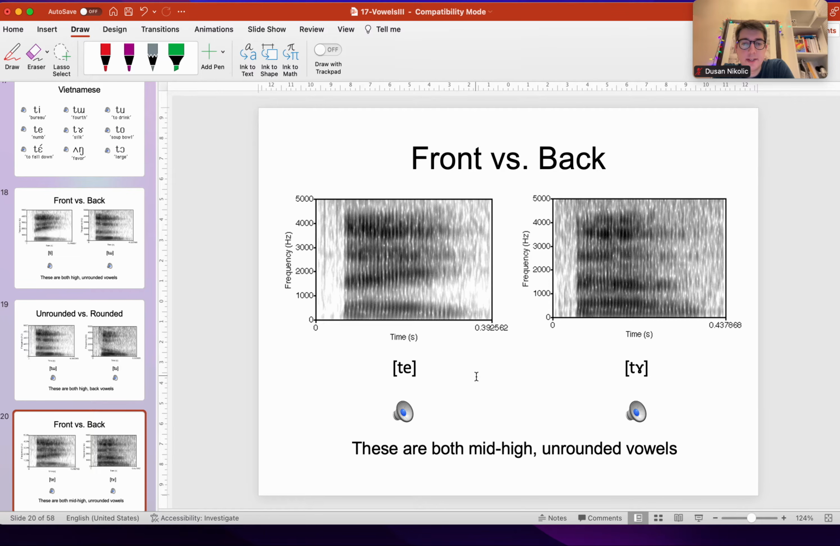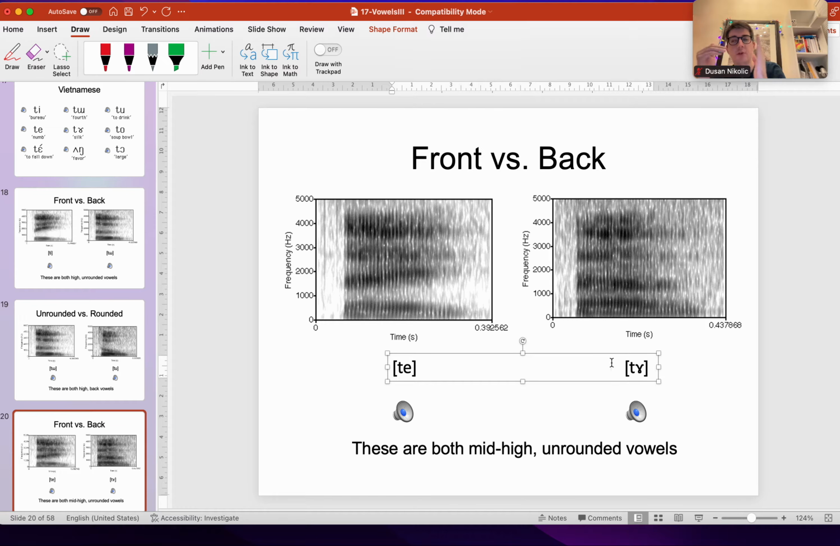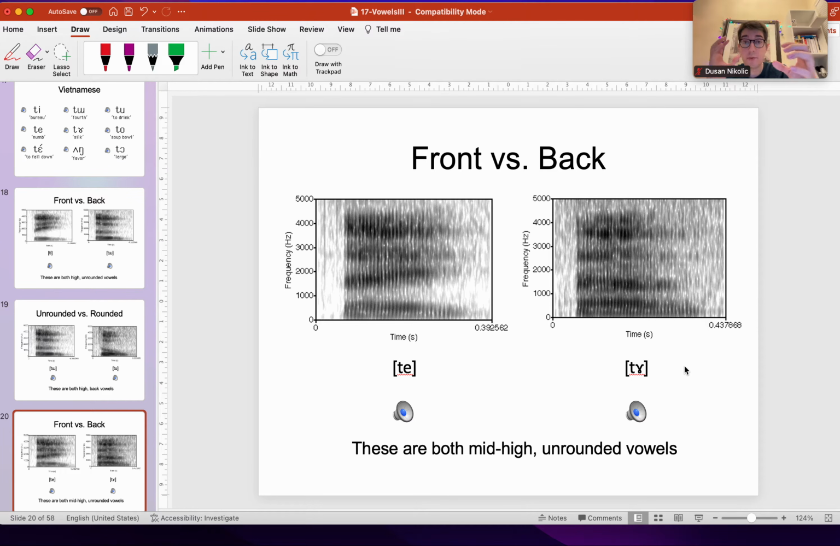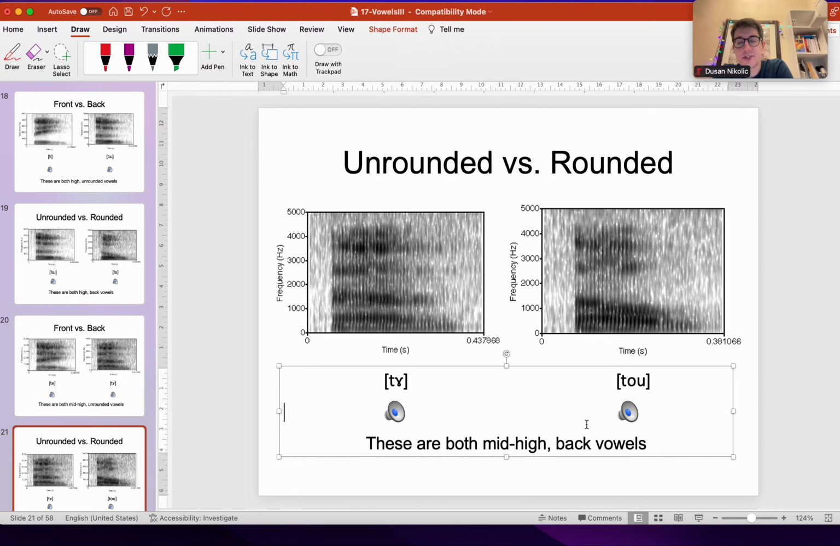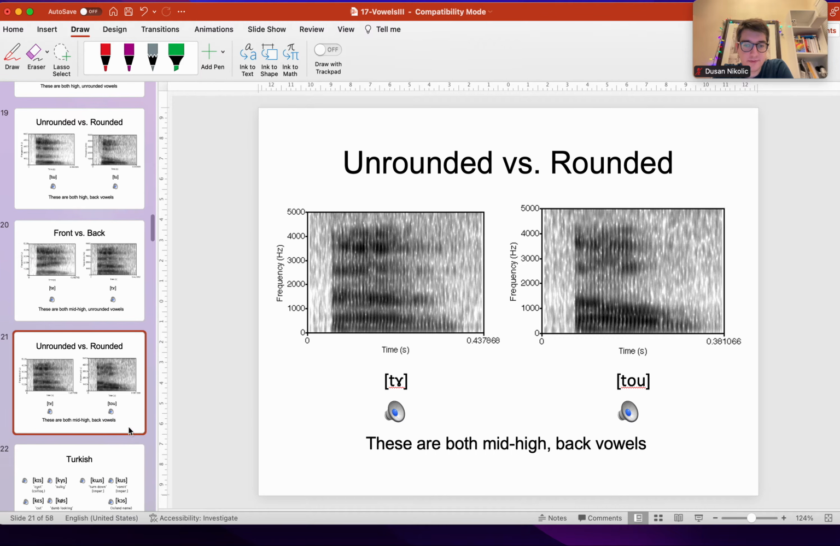All right, the next ones are Tê, te, Tơ, right? Ram's horn again, front versus back. If you go back, you are lowering F2. If you go back and round a vowel, then you are going even lower. Something like this. Tơ, Tô. So these are both mid-high back vowels.